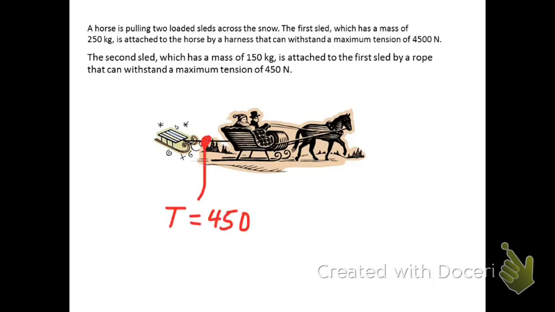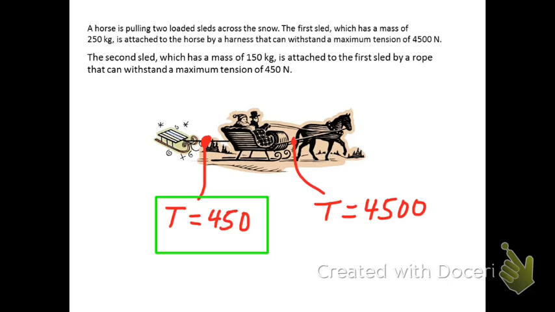All right, another part of the given is the tension in the rope between the small sled and the large sled is 250 newtons. The tension in the harness from the horse to the sled, be careful here, it's rated for a maximum tension of 4,500. It does not mean the horse is pulling at 4,500. That is a target value. What we're going to do is find out what the tension in the horse's harness is and compare that to 4,500, see if it breaks or not.